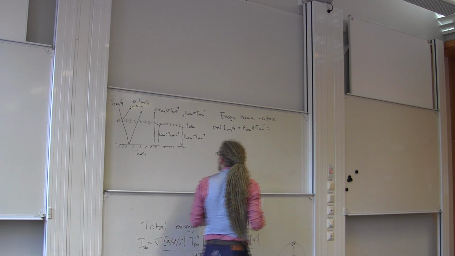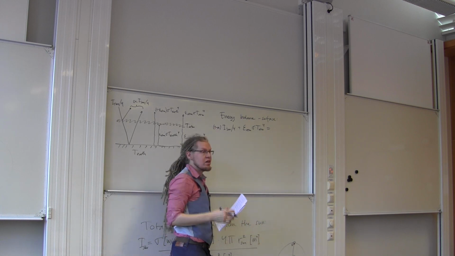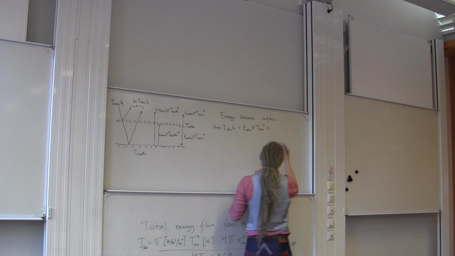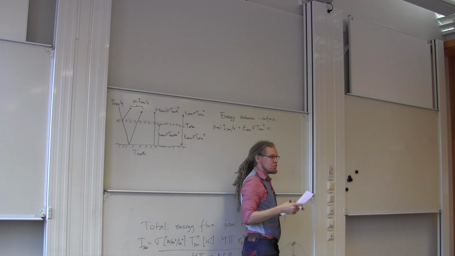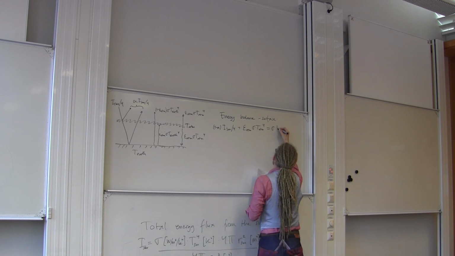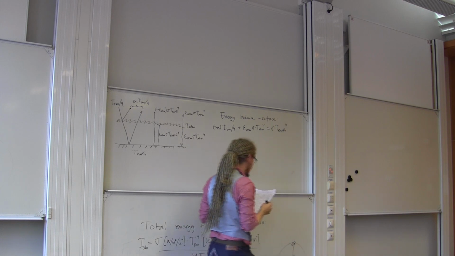Okay. And how much is radiated out? Well, we assume again that Earth is a perfect black body. So it's just sigma times the temperature of the Earth to the power 4. Right?